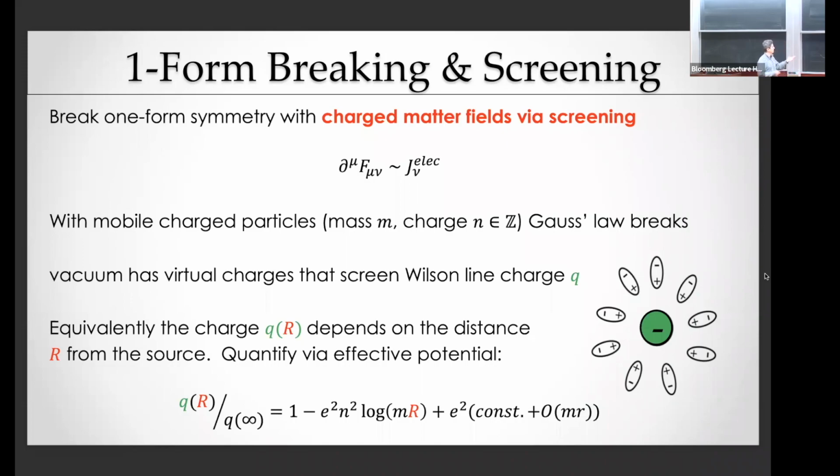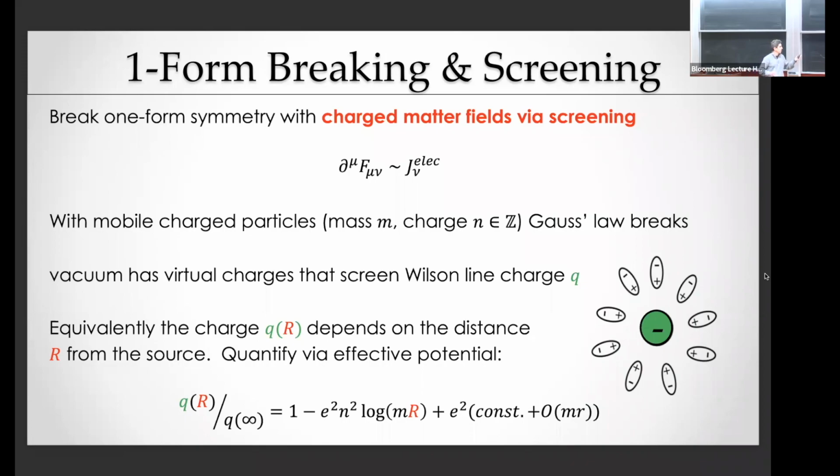We try to write down an effective charge Q that depends on the distance R from the source. So Q here is like some infinite mass Wilson line insertion. And now Q depends on R, and at one loop you can work out this formula which characterizes that. So that log is the signature of the beta function.